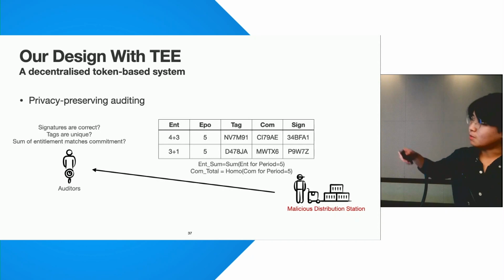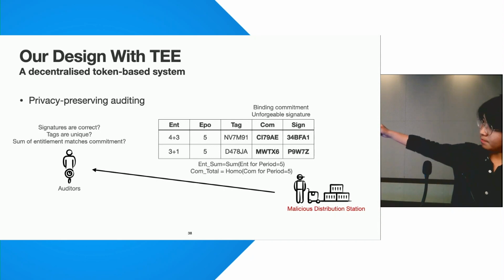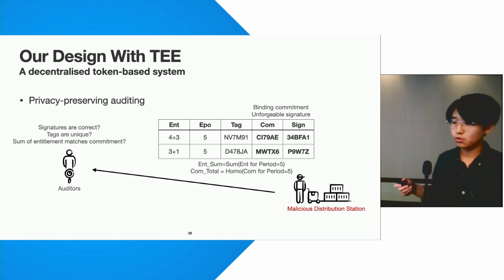So a malicious distribution station will not be able to forge this. It will not be able to forge the signature. It will also not be able to open the commitment to another value.